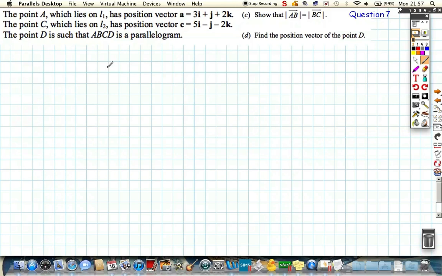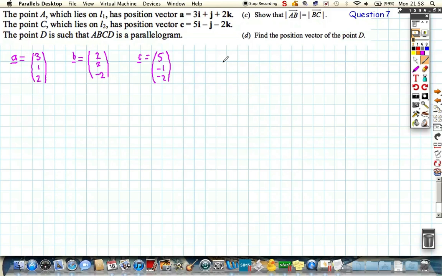Now, moving on to part C, and it asks us to show that the magnitude of AB is equal to the magnitude of BC. So we just need to get our bearings a little bit. We know the position vector of A is 3, 1, 2, converting to column form. The position vector of B, which was found earlier in the question, was 2, 2, minus 2. And we were given in this question the position vector of C is 5, minus 1, minus 2. So let's get those down there.